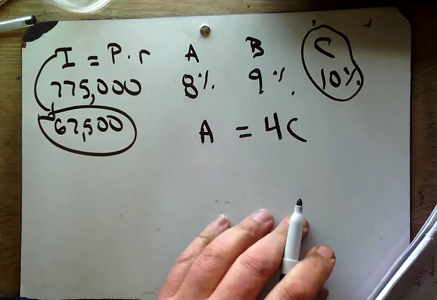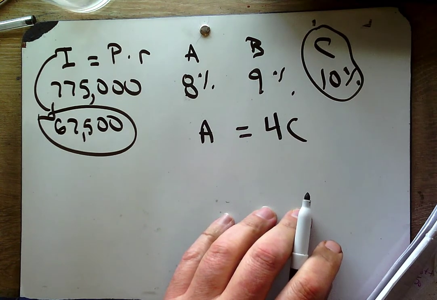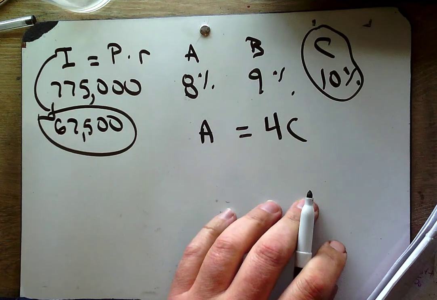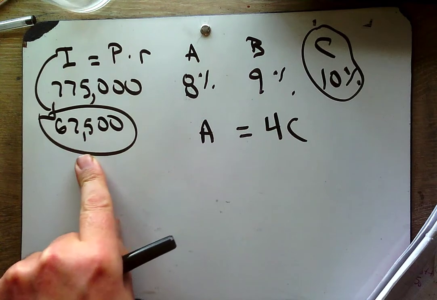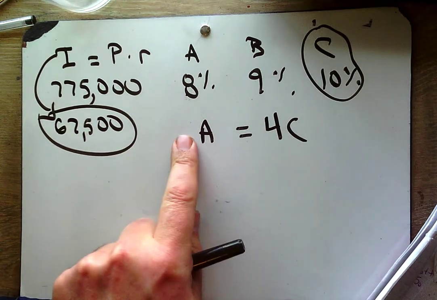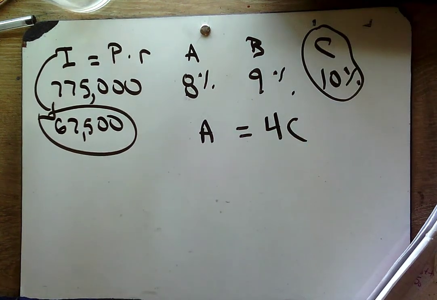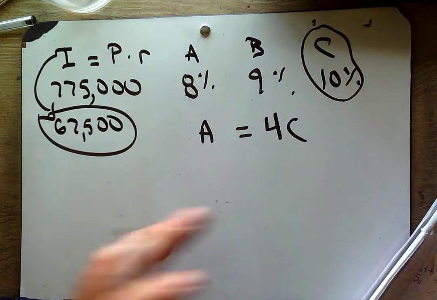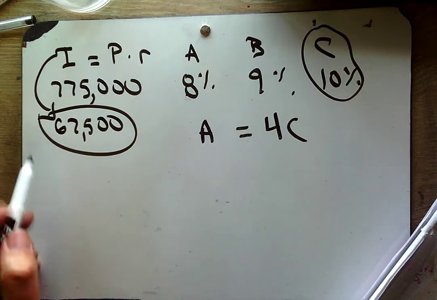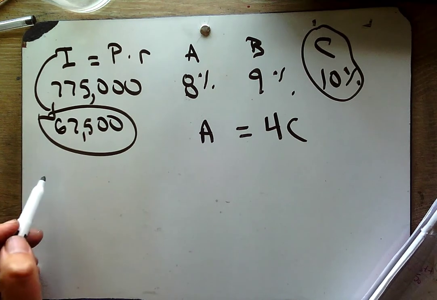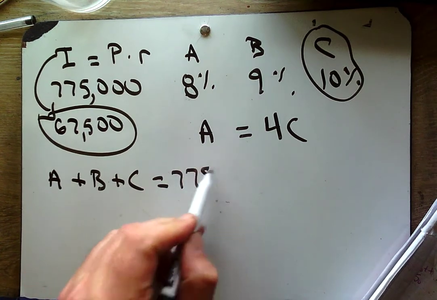That last sentence in the problem says, how much was borrowed at each rate if the annual interest owed was 67,500? The amount borrowed at 8% is 4 times the amount borrowed at 10%. Okay? So that's great to have that equation, but what about the first two? Well, we talked a couple videos ago about one of them being a quantity equation, A plus B plus C equals all that money that you're borrowing.